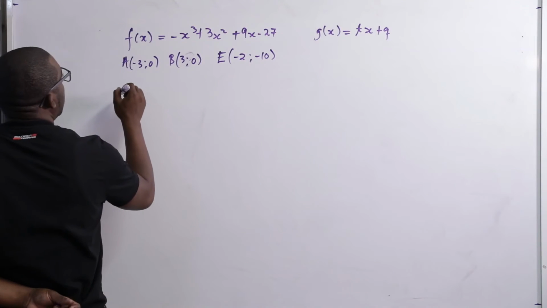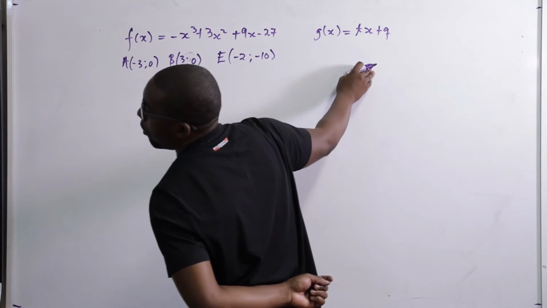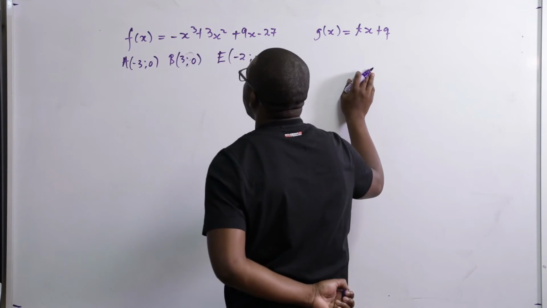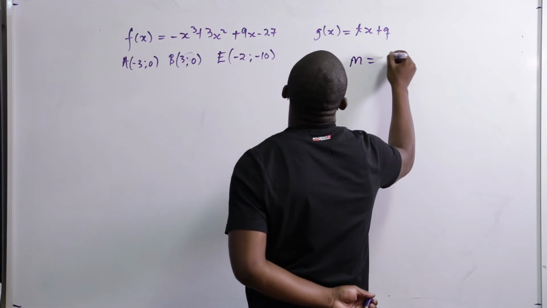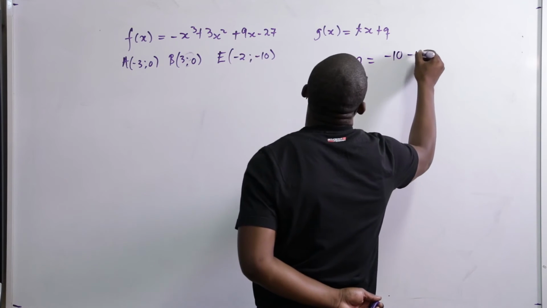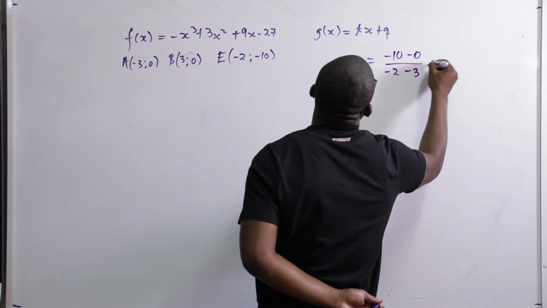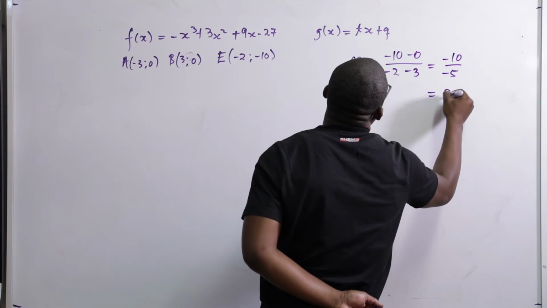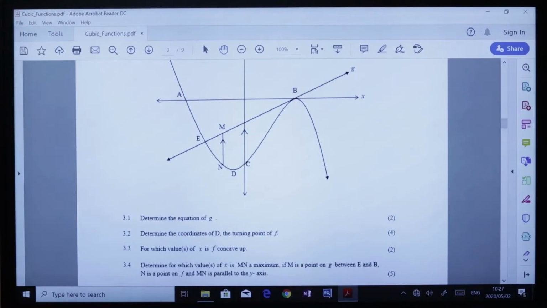The equation of g: we first have to get the gradient between point E and B, because those are the 2 points on the graph. The gradient is going to be minus 10 minus 0, over minus 2 minus 3. Final answer, minus 10 divided by minus 5, which is just 2. It makes sense because the graph is leaning to the right.